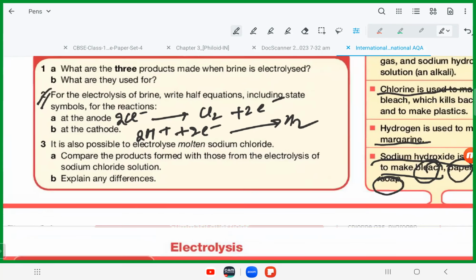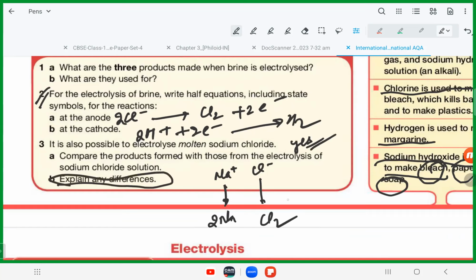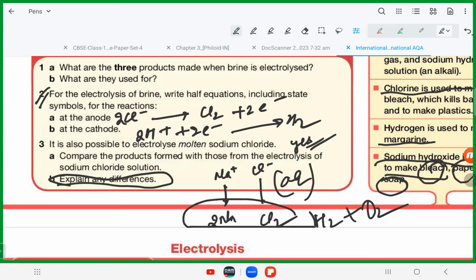Question number three. It is also possible to electrolyze molten sodium chloride. Compare the products formed in those electrolyses. If you are melting NaCl, we already studied this, Na+ and Cl-. It will give Na, and Cl2 it will give. For the molten case we already studied some days back, so there is no problem in this one. Explain any difference. So in the aqueous solution, Tarni, what is there? H2 and O2 are also being formed. But in the molten case only Na and Cl2 are forming.